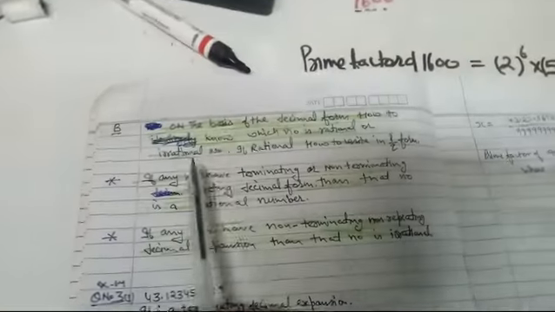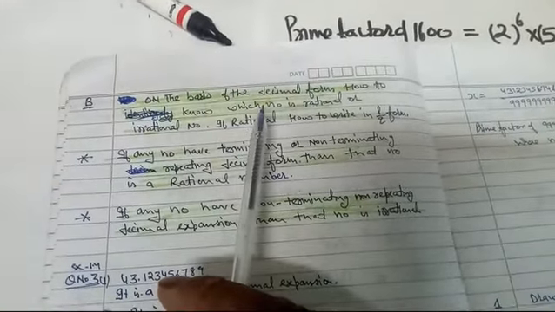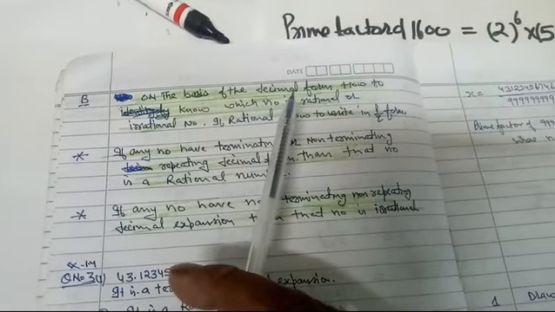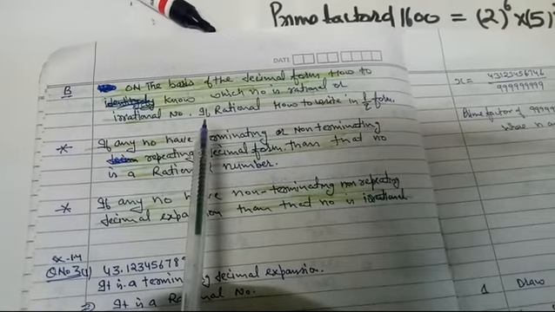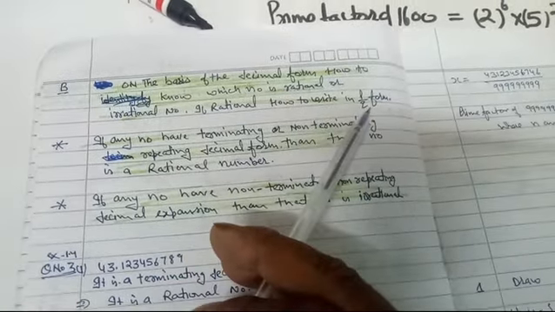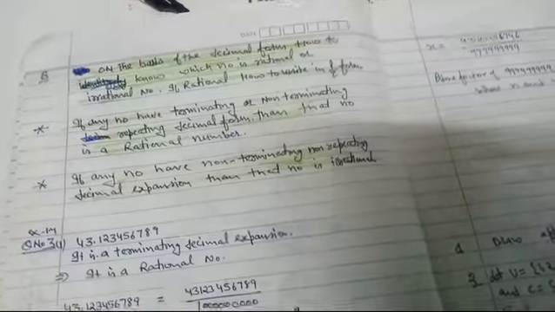Now the second type of question is: on the basis of the decimal form, how to know which number is rational or irrational? If rational, how to write it in the form of P upon Q? This type of question is also there.